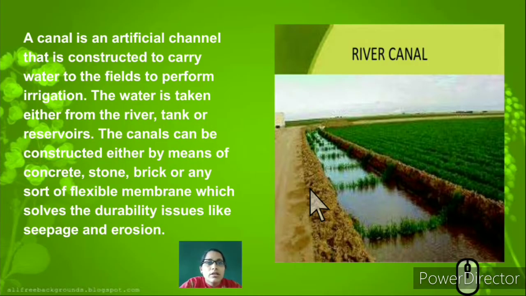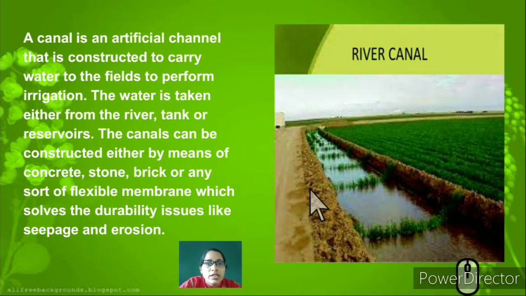So what are the other sources of providing water to the crops? River, canal. So what is a canal? It's an artificially constructed system to carry water to the fields to perform the process of irrigation. Here water is taken either from the river or from the tank or reservoirs.